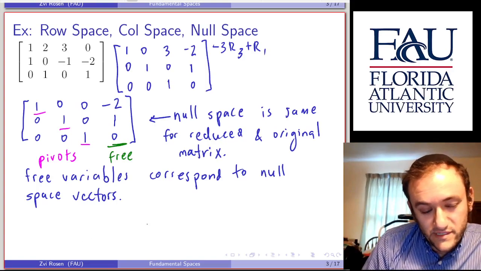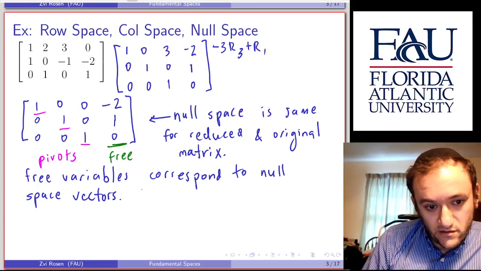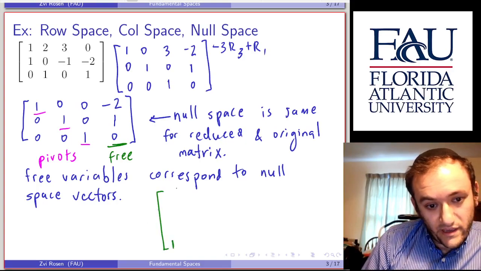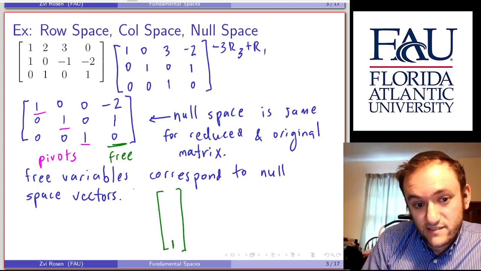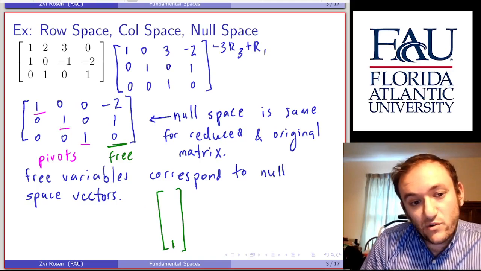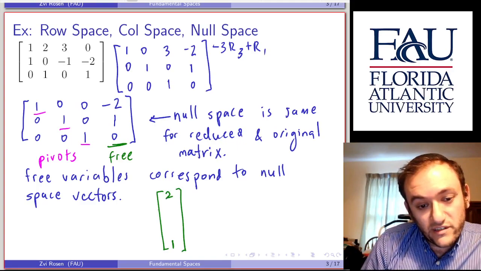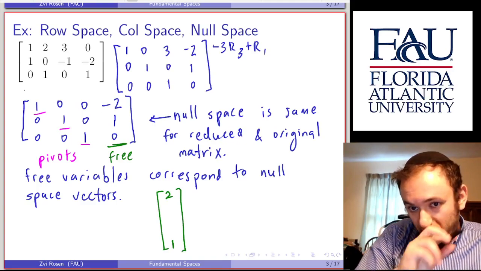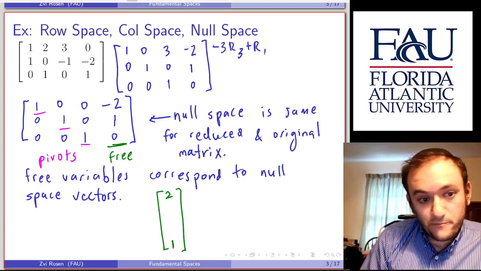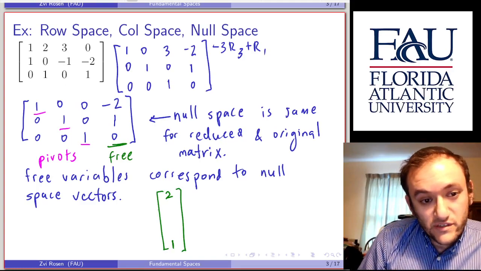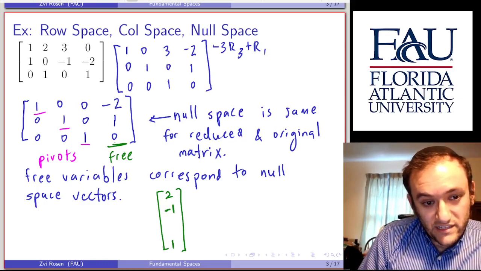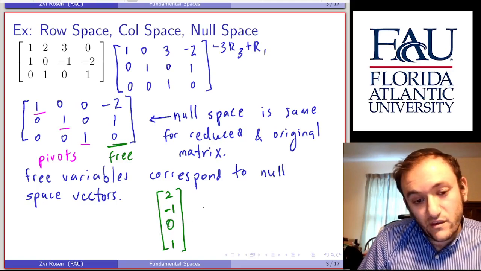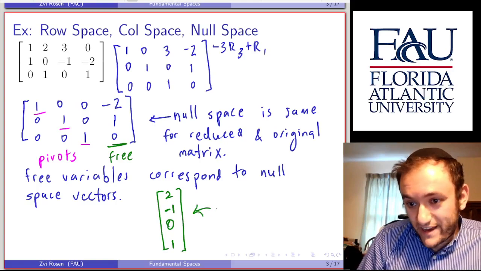And the way we get it, we set the coordinate to be 1 in the 4th coordinate. Okay, and then we use the equations defined by the pivots to get the values for the pivots. So I know that if the last coordinate is 1, I'm going to need the first coordinate to be 2, so that when I multiply the first row by this vector, I get 0. Again, if the last coordinate is 1, I'm going to need the second coordinate to be minus 1. And if the last coordinate is 1, I need the third coordinate to be 0. So this is the unique vector in the null space.